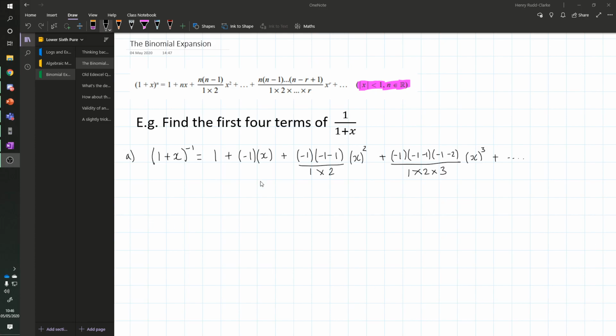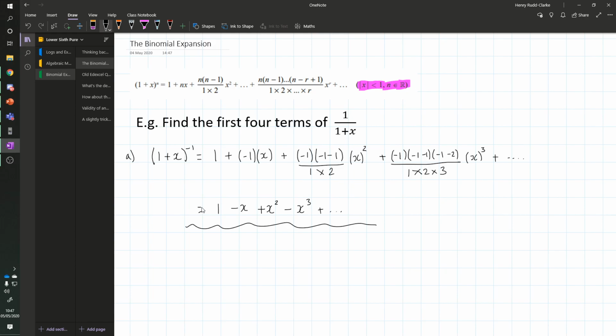And then we just have to simplify it, and we get the answer. So 1 minus x, and then I think it would simplify to plus x squared, and then minus x cubed plus dot dot dot. And that's the first 4 terms of this expansion.